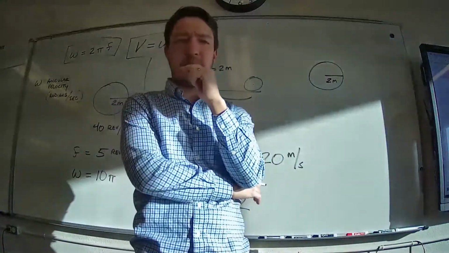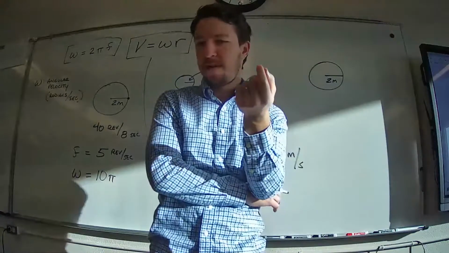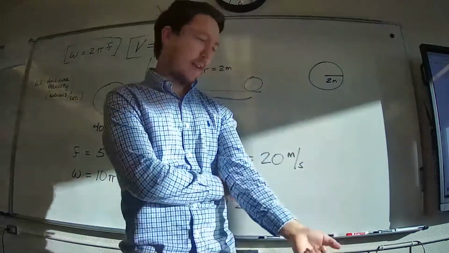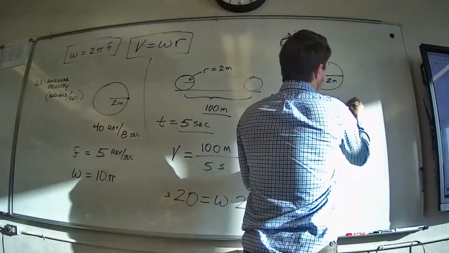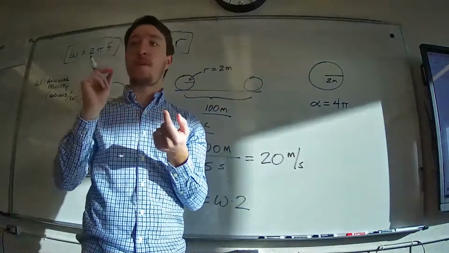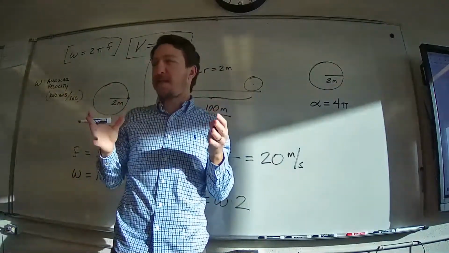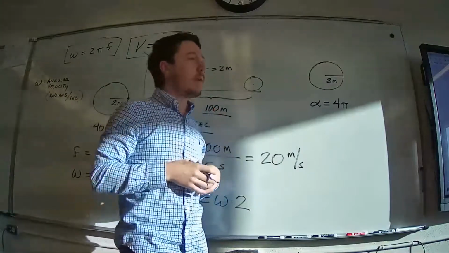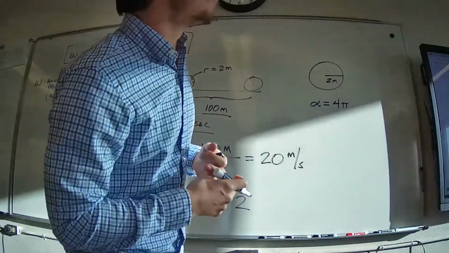So what letter is that? Angular acceleration. Alpha, the Greek A. So alpha is 4 pi. Now remember what that means. That means radians per second per second. So how many radians per second of velocity are you gaining every second? 4 pi. So every second you're increasing your velocity by 4 pi.